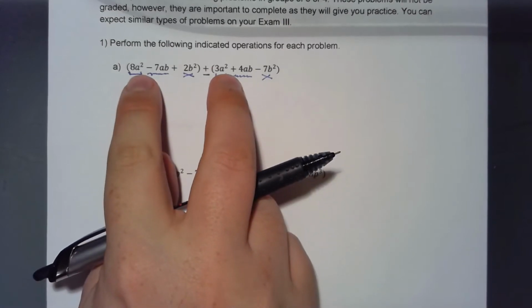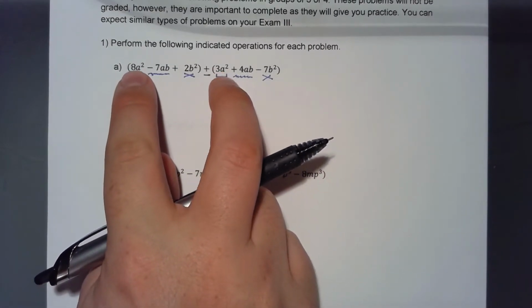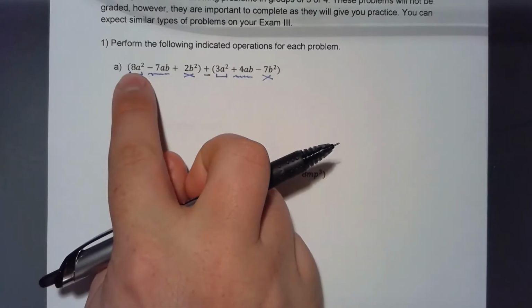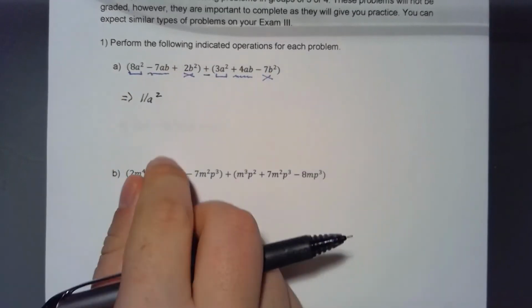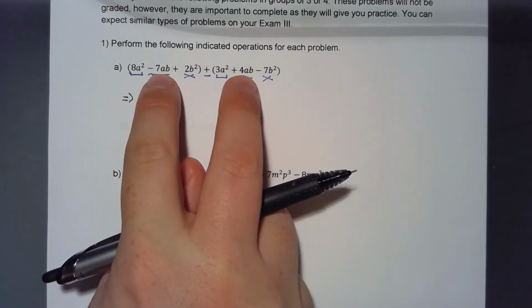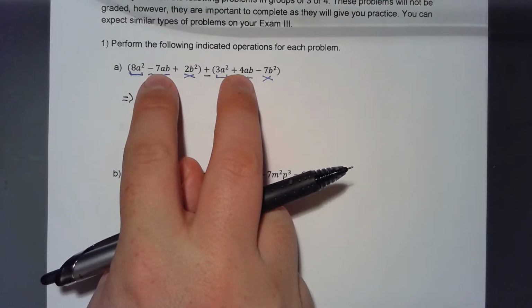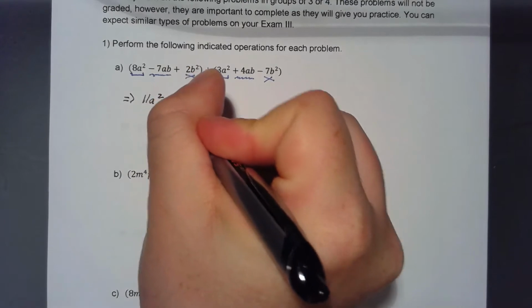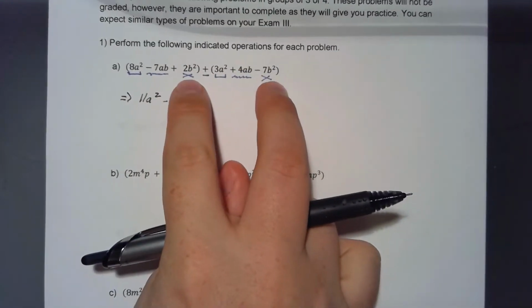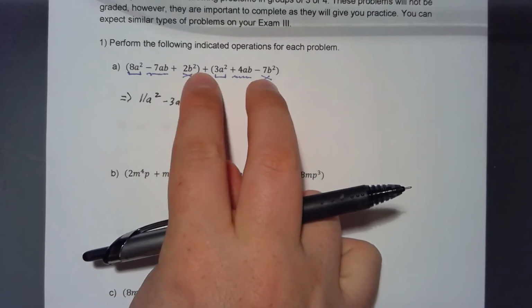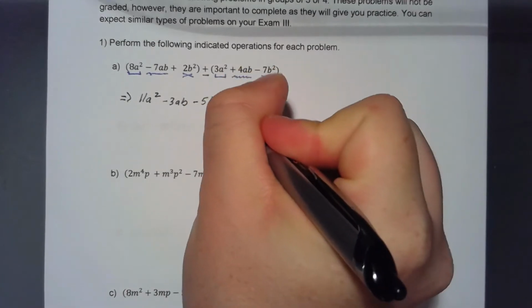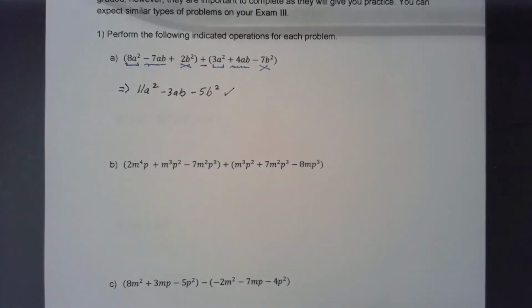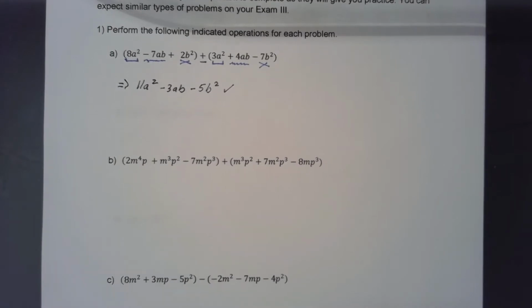If I look at the a squared terms, I have 8a squared plus 3a squared. 8 plus 3 is 11a squared. I look at the AB terms, negative 7 plus 4 is negative 3ab. And then I look at the b squared terms. I have positive 2 plus negative 7, which is negative 5b squared. And that's it. Nothing to it. When you're adding polynomials together, it couldn't be easier.